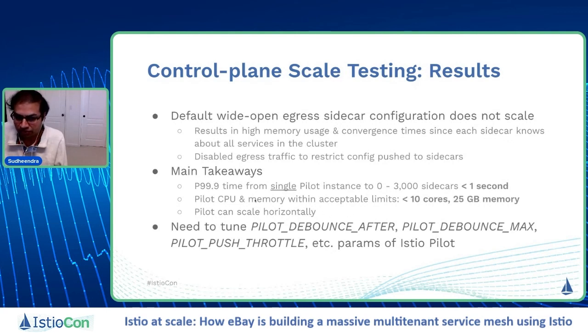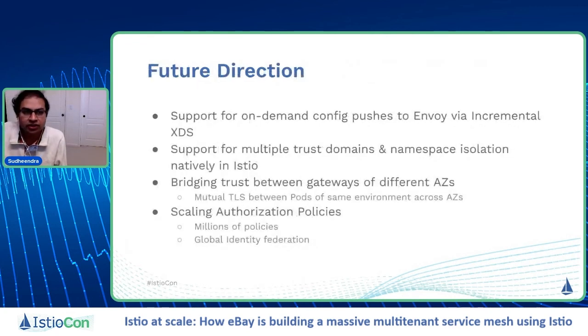The main takeaways were that our 99.9 percentile convergence time for up to 3,000 sidecars was under a second. And we also noticed Pilot can scale horizontally. What it means is for every 2,000 to 3,000 sidecars we can have one instance of Pilot, or istiod.